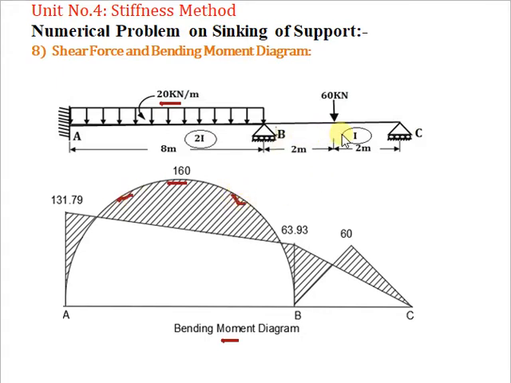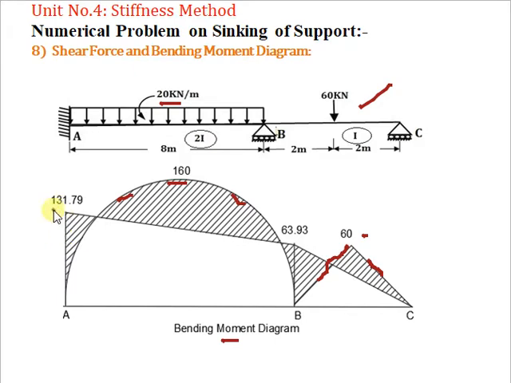Now for span BC, consider a simply supported span and find the free bending moment for the 60 kN point load acting at mid span. So it is WL by 4. By putting W as 60 and L as 4, we will get 60 kN meter moment, and it will be in triangular fashion. Now draw the bending moment diagram for the end moments.